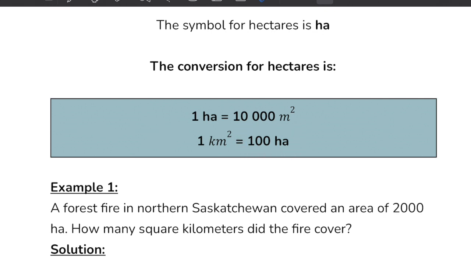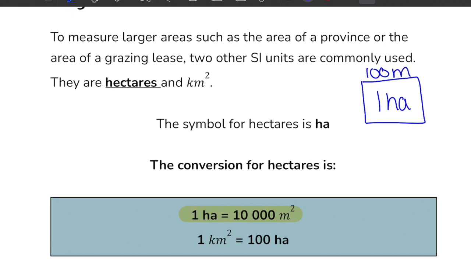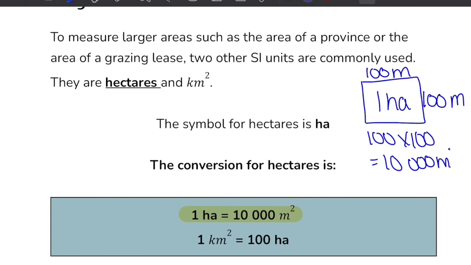Before we move on to some examples, I'd like us to visualize what 1 hectare actually looks like. To do that, I'm going to focus on the first conversion factor, this one right here. So what does 1 hectare look like? I'm going to start by drawing a square, and the area of the square is 1 hectare. The length of the square would be 100 meters, and the width of that square would be 100 meters. So the length and width are equivalent, and they're both equal to 100 meters. When you find the area, you would go 100 times 100 meters, and that would be 10,000 meters squared. So this is equivalent to 1 hectare.